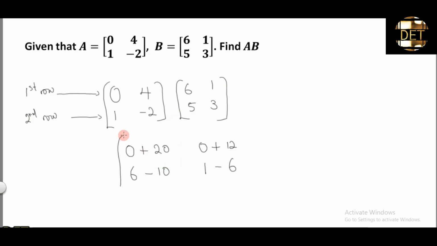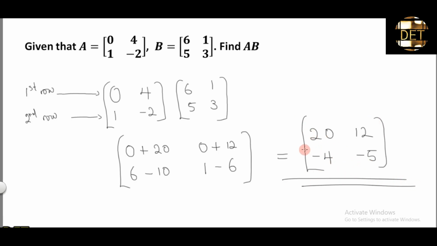So the next thing I'm going to do now is to add. 0 plus 20 will give me 20. 0 plus 12 will give me 12. 6 minus 10 will give me minus 4. 1 minus 6 will give me minus 5. So this is the answer to this matrix.